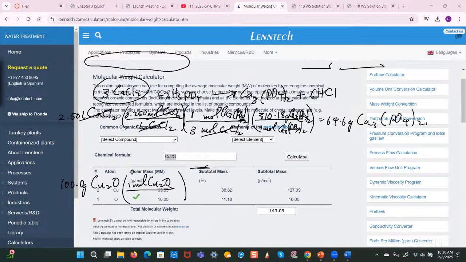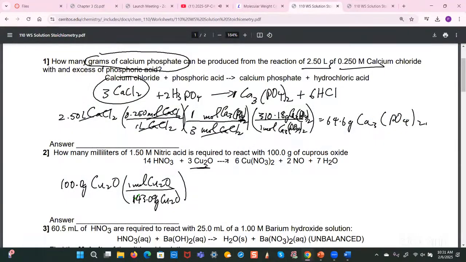Oh, it's the wrong thing, look at it. All right, so 143.09 grams of Cu2O, all right? Okay, next step. What goes here? Because up to now, we have determined the mole, right? Is it 143.09? Yeah, that's the molar mass of the copper 1 oxide. Okay, so what's the next step?